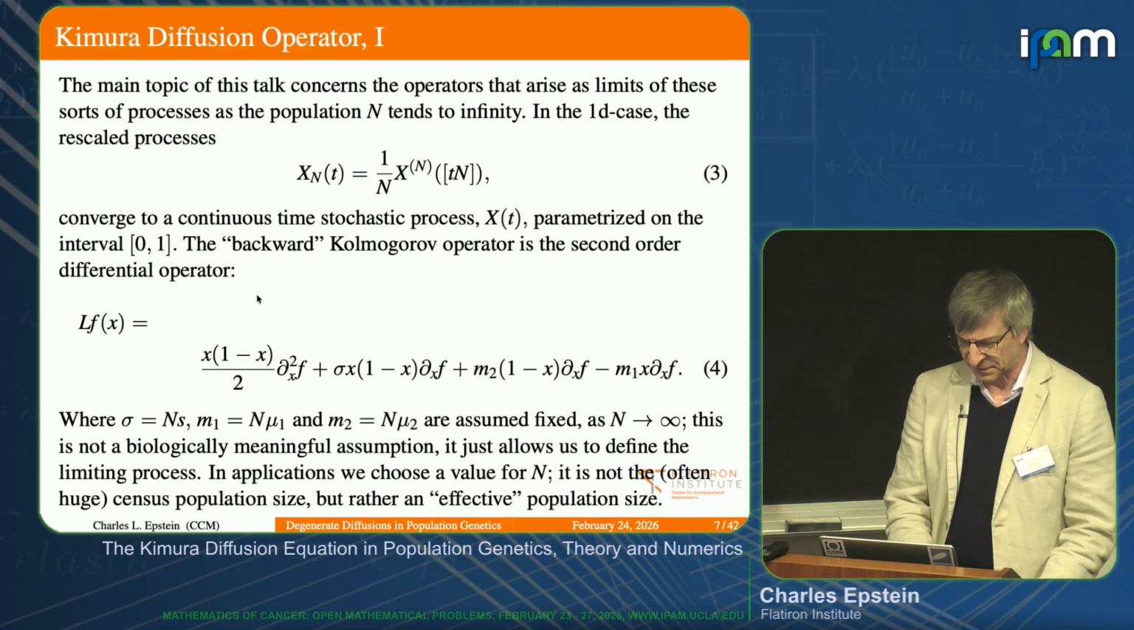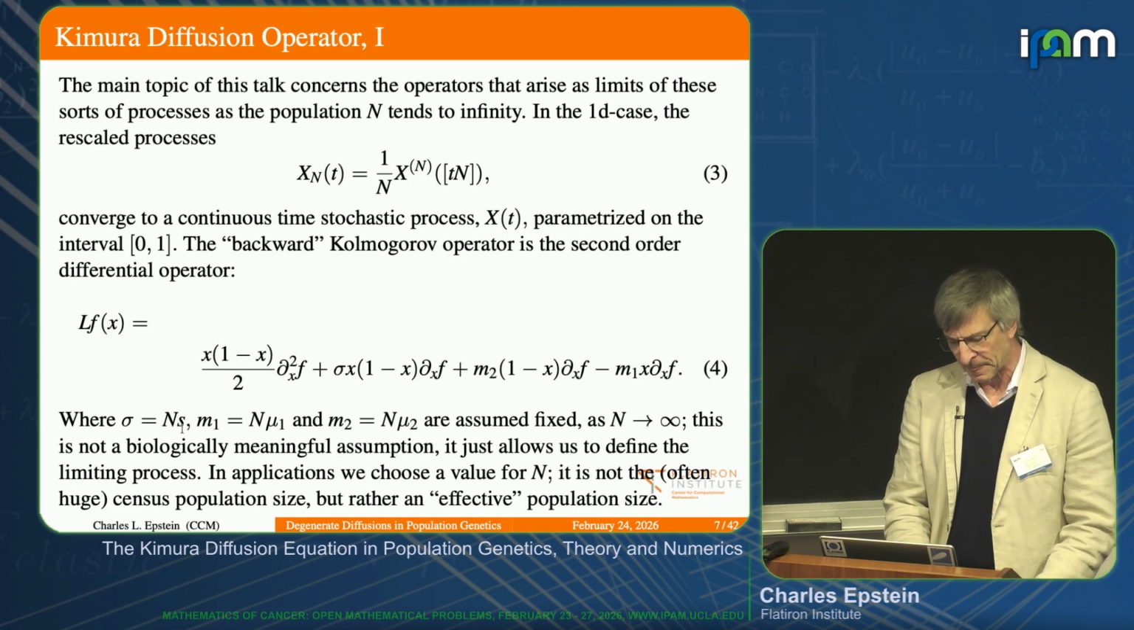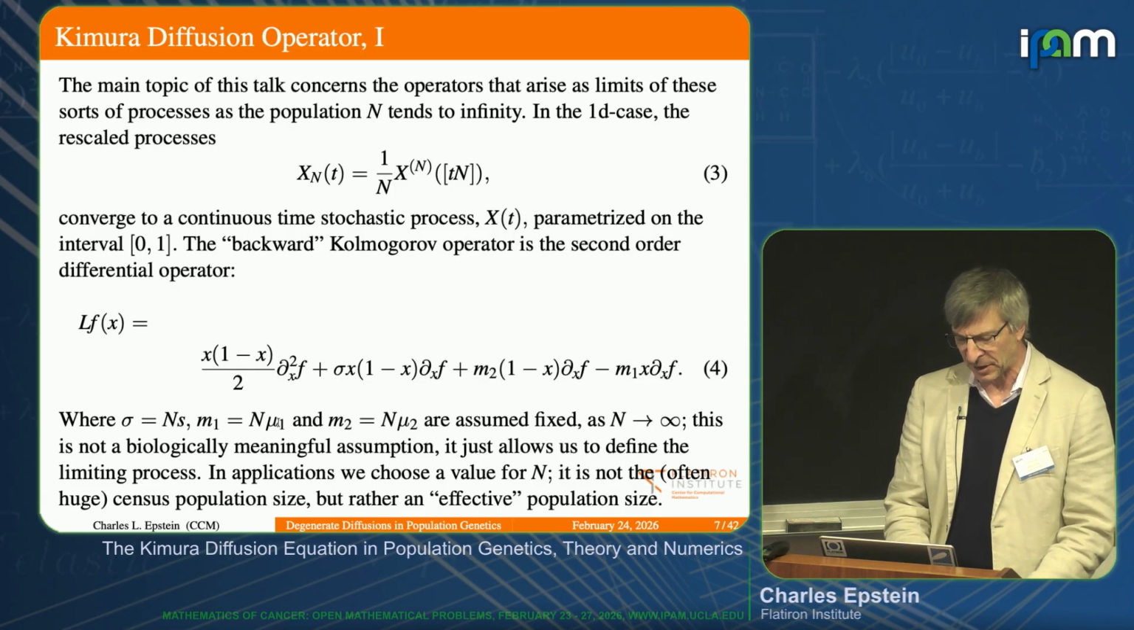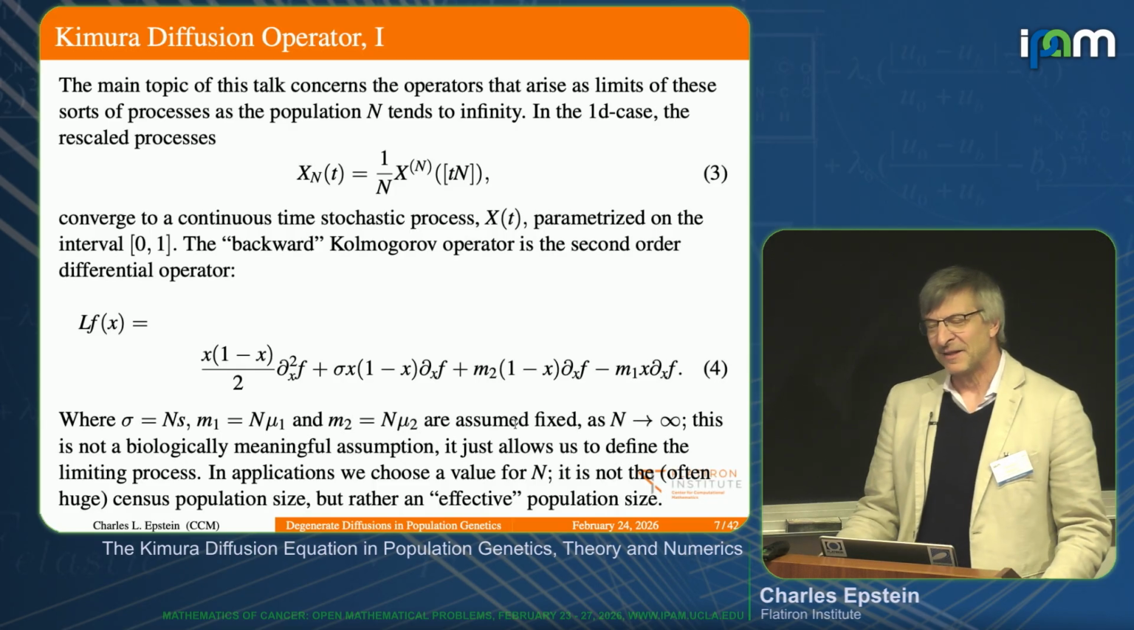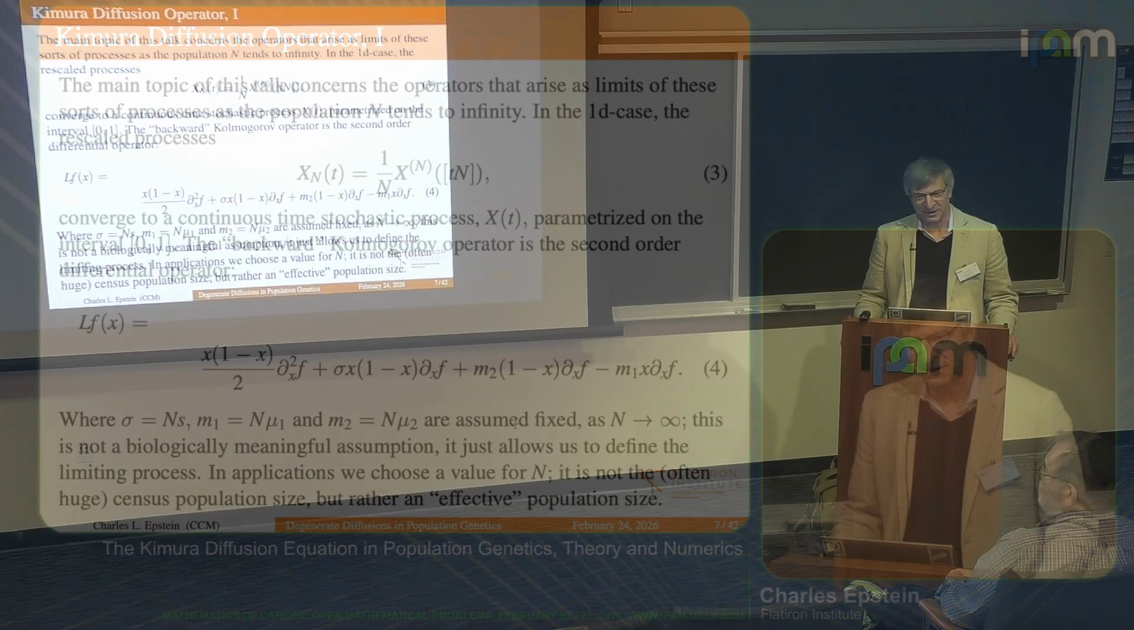Okay, so it has this second, I'll talk about the individual terms in a minute. So first of all, these coefficients, the selection term is this term here, and its coefficient is defined as the population size times the selective advantage or disadvantage. And similarly, the mutation terms are defined by multiplying by the population size and using the mutation rates. Now, we assume that those numbers are fixed as n goes to infinity.